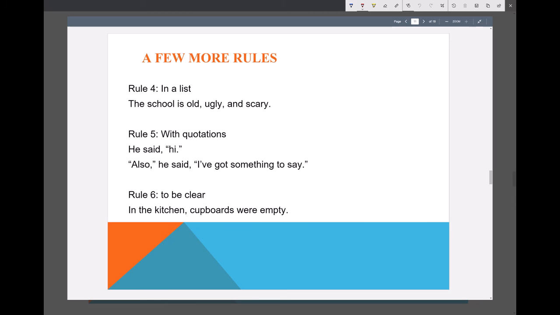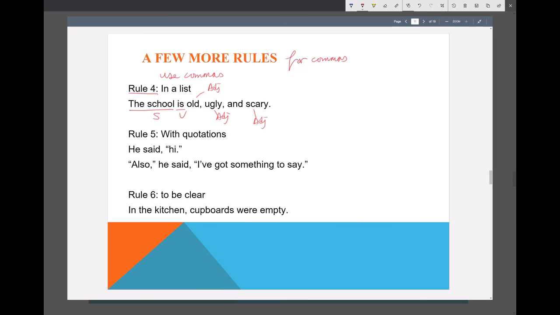So, rule 4, you use commas. These are a few rules for commas in a list. Use the commas in a list. So we have the school, subject, verb. Well, what is the school? Well, it's old. That's an adjective. We have another adjective and another adjective.